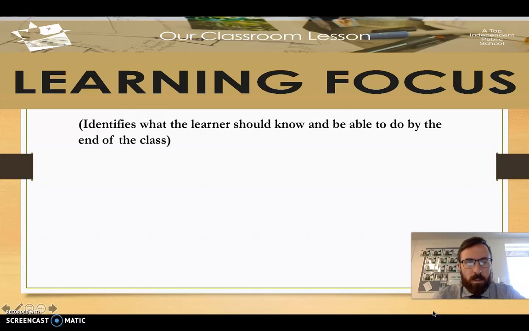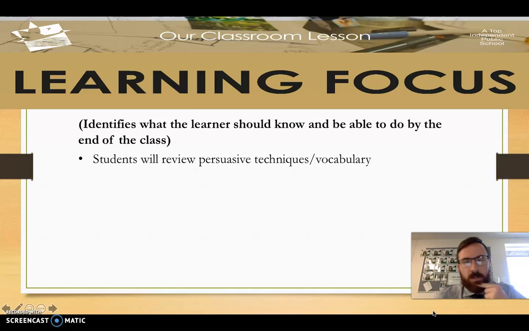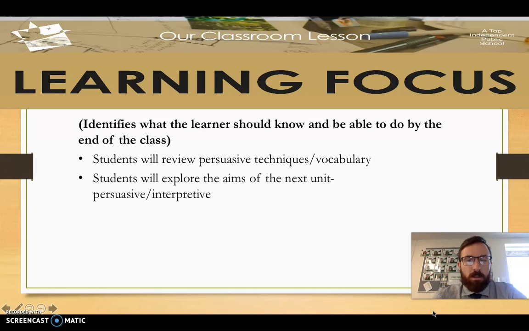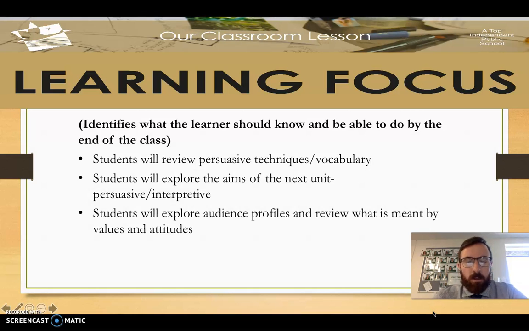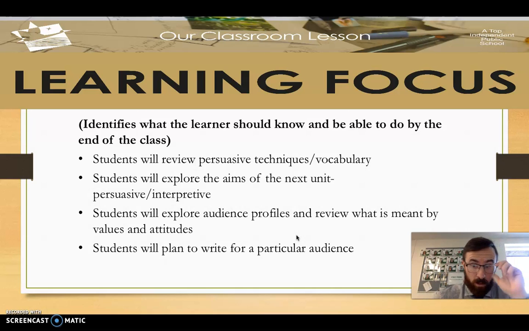So what we are going to look at today is you're going to just review some persuasive technique vocab. Then we're going to look at the aims of what we're trying to do when we write persuasively or in writing an interpretive text. Following on from that, we're going to look at audience profiles and review just what is meant by values and attitudes, because it's important to know your audience's values and attitudes in order to appeal to their values and attitudes. And then finally, you're just going to write for a particular audience.